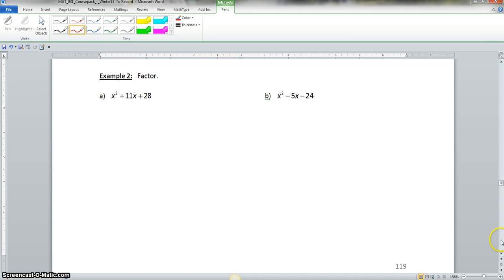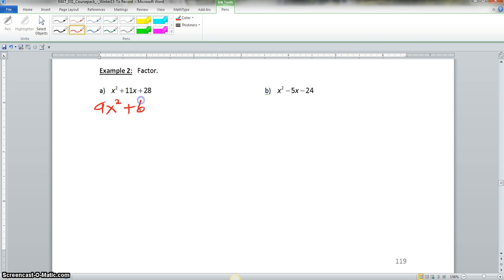Example 2, we want to factor. Now, one thing I want to do, I want to teach you all a method that will work in every situation if a trinomial is factorable. So first, what I want to do is write this trinomial in standard form. So the standard form would be ax squared plus bx plus c. Now, a is the coefficient of your x squared, b is the coefficient of x, and c is your constant.